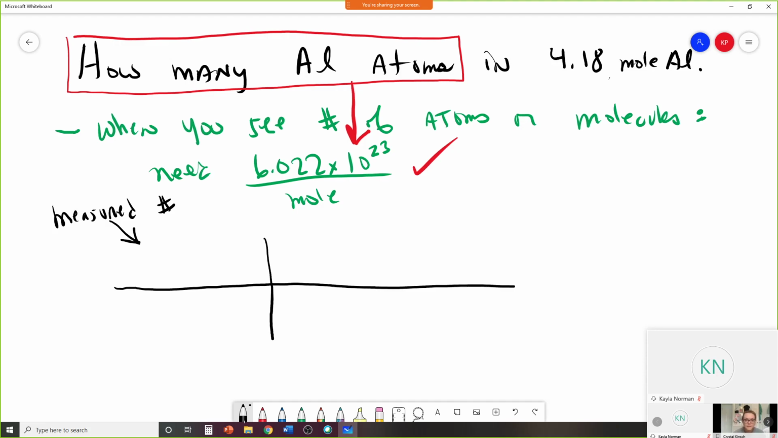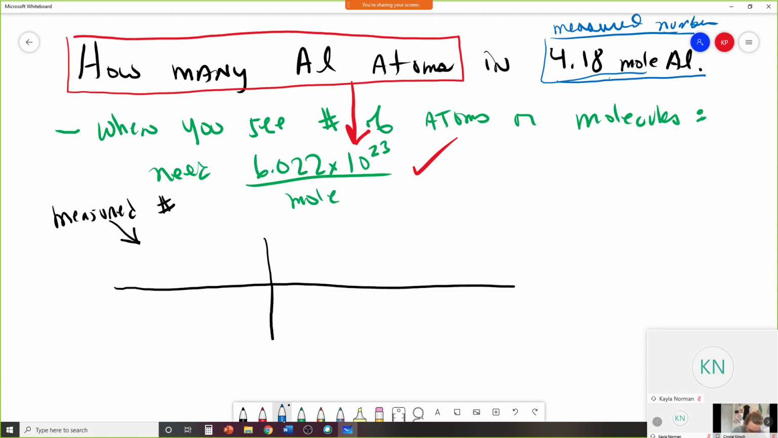6.022 times 10 to the 23rd per mole is a conversion factor. Anytime you have something over something, it's a conversion factor. So what do I have up here that is the measured number? That would be this guy right here. That's my measured number, and that's what we have to start this setup with.